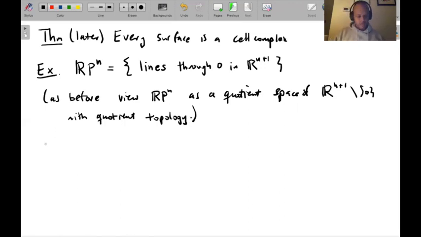So the thing I would like to explain now is a theorem: that RPn is a cell complex.